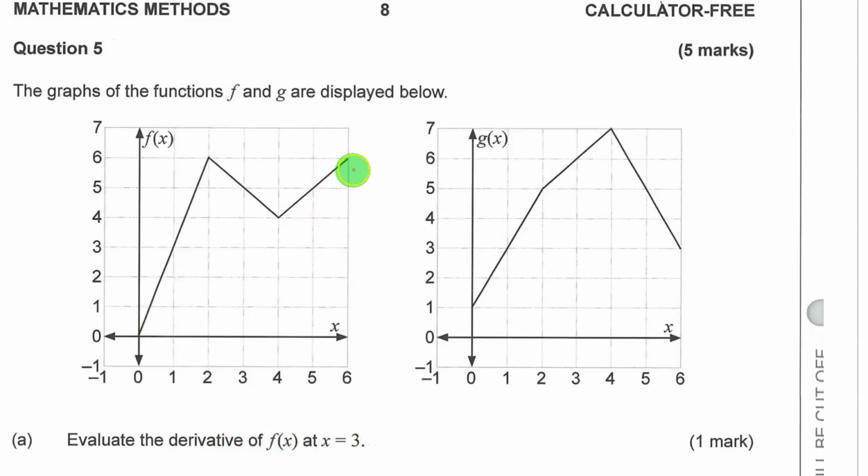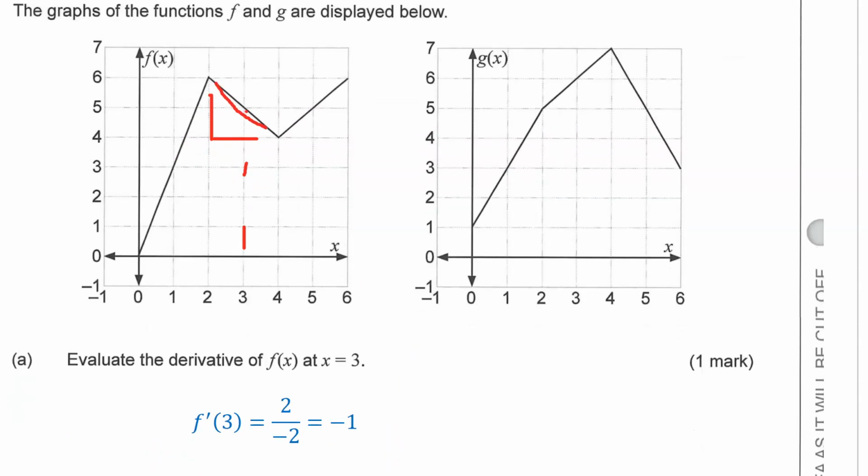Because we're just looking at straight line segments on these graphs, when we're talking about evaluating the derivative, we really just want to know what the gradient of the function is at these points. So when x is equal to 3, if we come up here to 3, we're looking at this section of line, and it's 2 down and 2 across, so that must be -1. So that would be what we'd write down here: f prime of 3 is equal to -1 for the first mark.